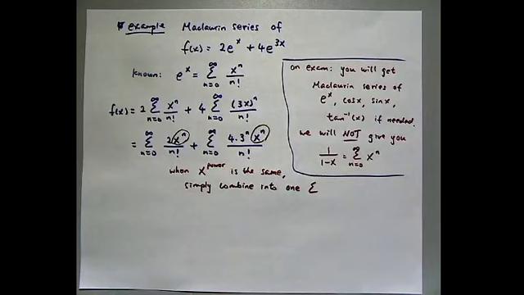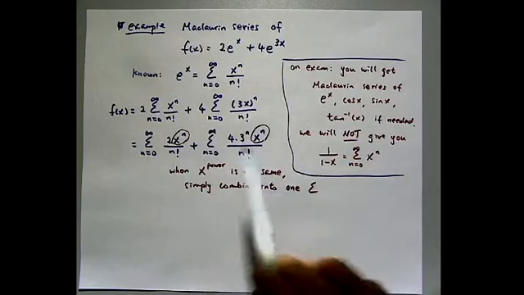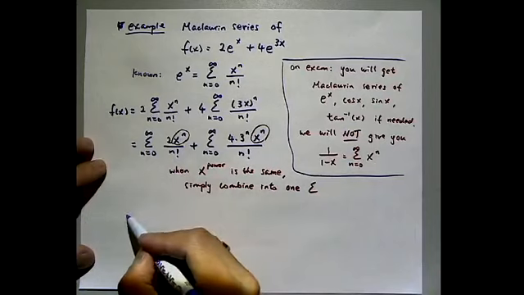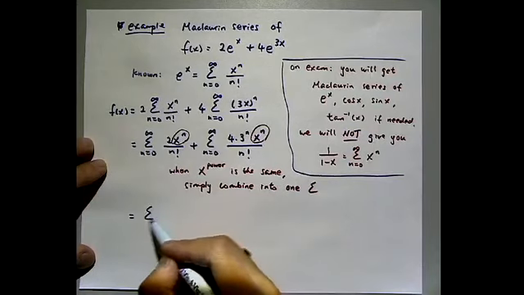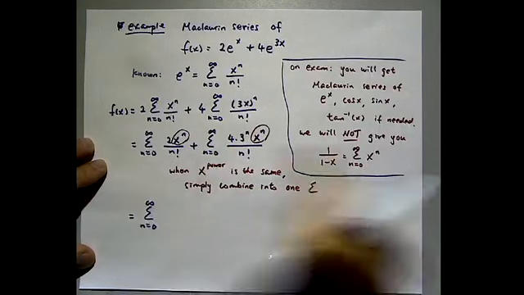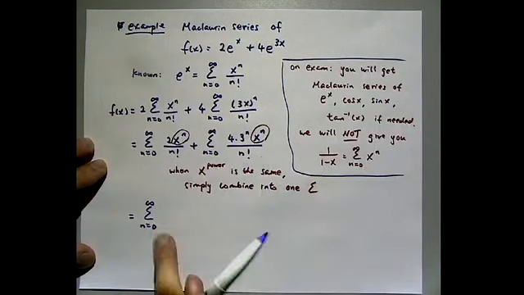When they're both to the same power, so x to the n, x to the n, that's very good. You can just simply combine them into one. But when they're not the same, it gets a little complicated. So for example, I'll just simply add these into one summation here.